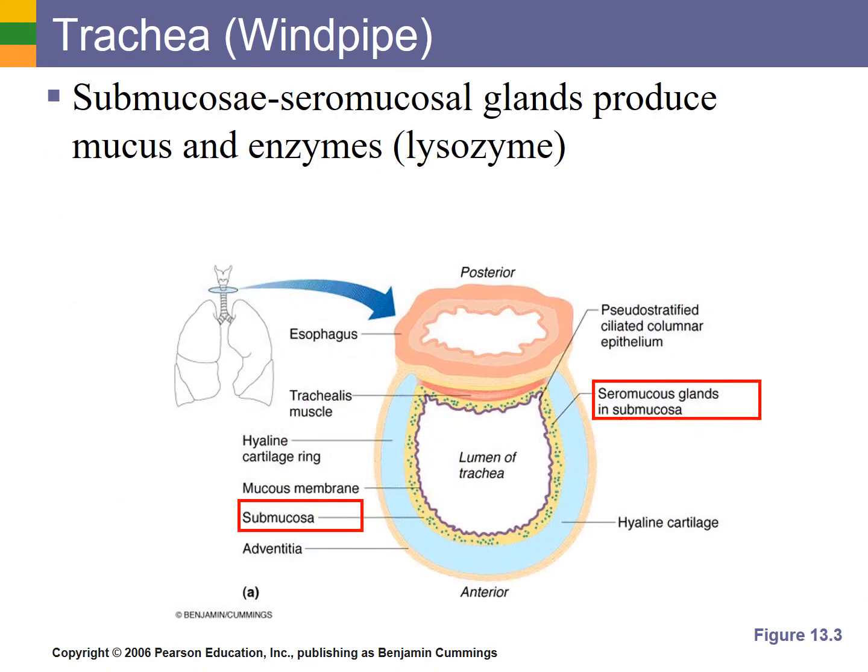Deep to the mucosa is the submucosa. The submucosa has glands. Those glands produce mucus, and they also produce an enzyme called lysozyme that breaks down the walls of bacteria. So it's an antibacterial substance. If you recall, in the digestive system, there was also lysozyme in the saliva produced by the salivary glands for the same reason, to destroy bacteria.